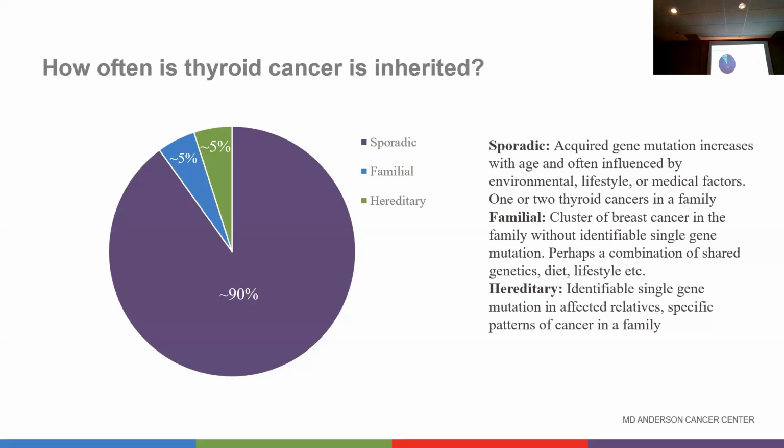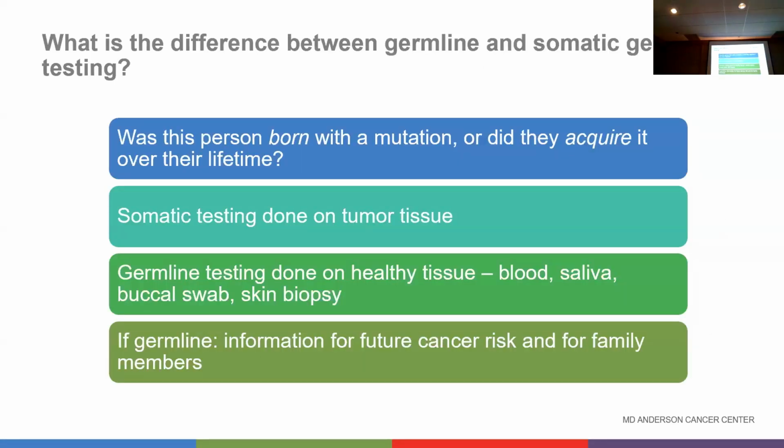Hereditary thyroid cancer makes up around 5% or less of all thyroid cancers. And in those cases, we can find an identifiable single gene mutation that leads to specific patterns of cancer in a family. Now, some of you may have had testing done on your thyroid cancer, which is called somatic testing. This is different from what we're talking about today, which is also called germline testing.